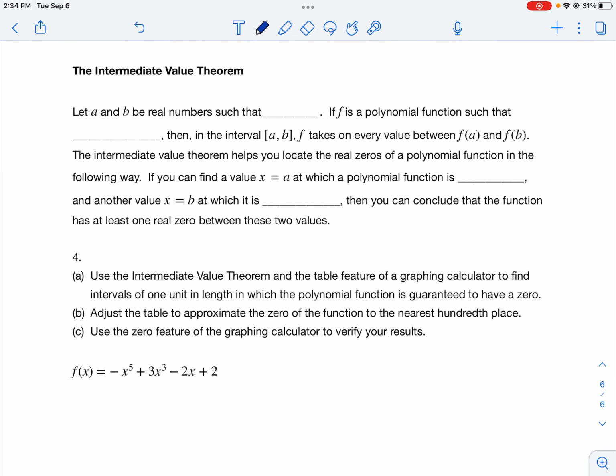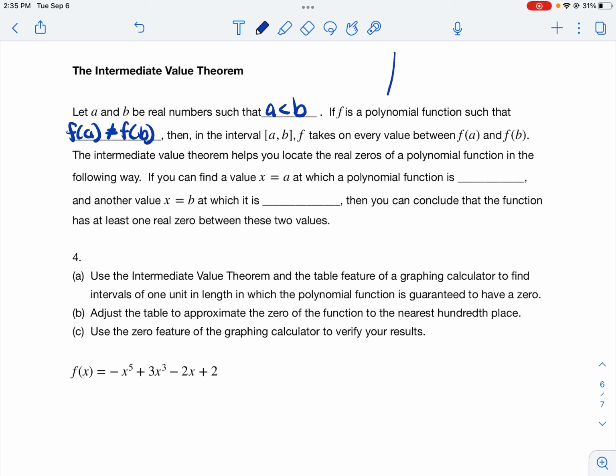All right, last thing we're going to learn is called the intermediate value theorem. Let A and B be real numbers such that A is less than B. If f is a polynomial function such that f of A is not equal to f of B, then on the interval from A to B, including the endpoints, f takes on every value between f of A and f of B. So that is what the intermediate value theorem says.